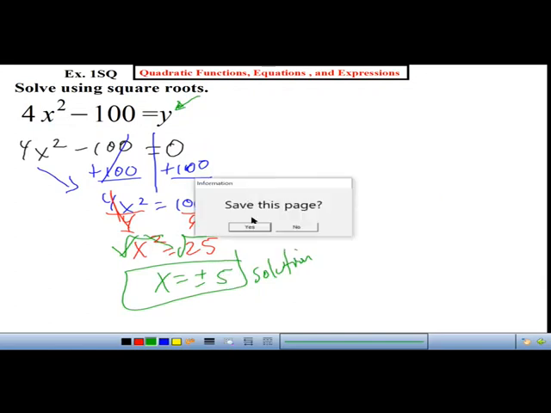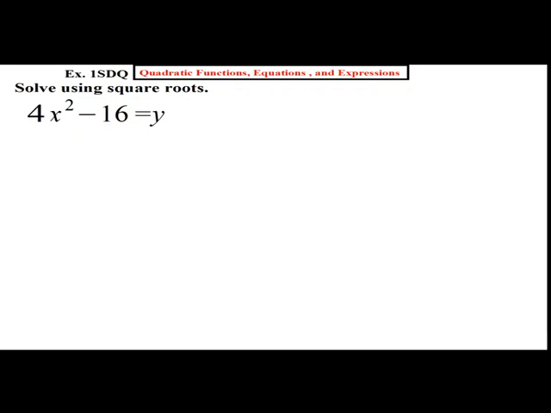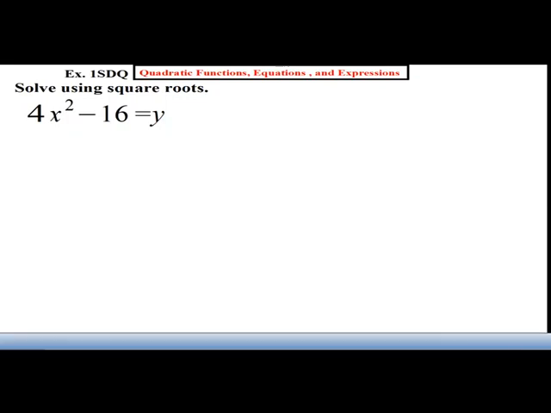Okay, let's move on. Example 1 super duper Q. Let's do this one more. We got 4x squared minus 16 equals y. Last one of these. Copy that and go. See if you can go a little bit faster now. I'm going to pick someone to do this whole thing. How about Jerry? Go. What do I do?